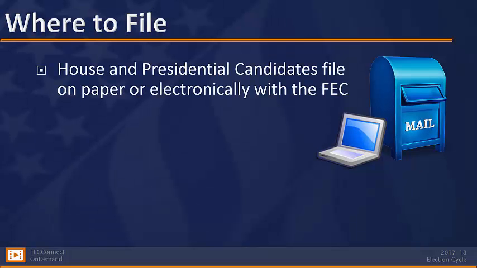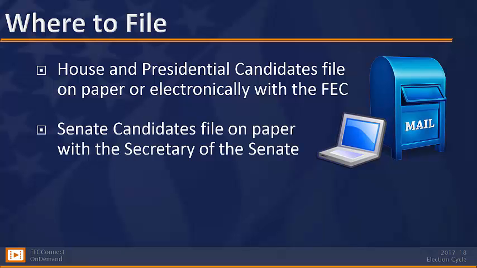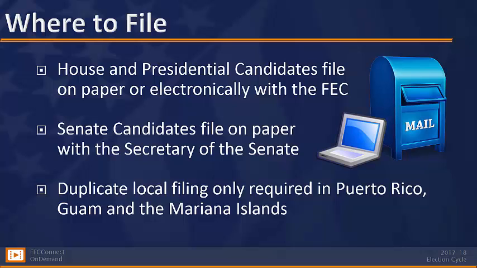House and presidential candidates and committees file their documents on paper or electronically with the FEC. Senate candidates and committees file only on paper with the Secretary of the Senate. The mailing addresses for both offices are listed on the forms. Duplicate registration and reporting with state election offices is no longer required in most jurisdictions. However, candidates running in Puerto Rico, Guam, and the Mariana Islands must continue to file copies of all reports and statements with their local election offices.